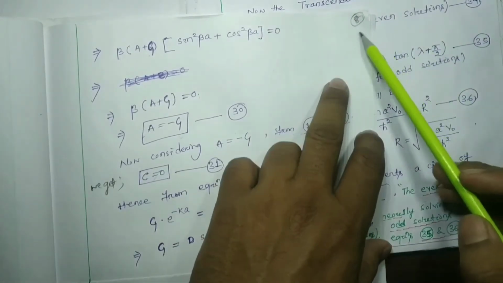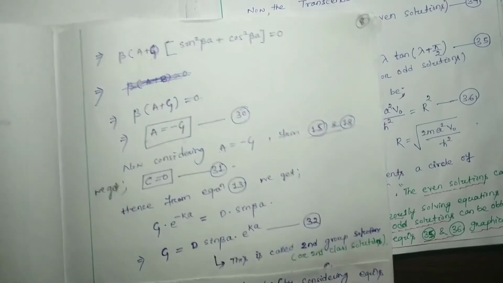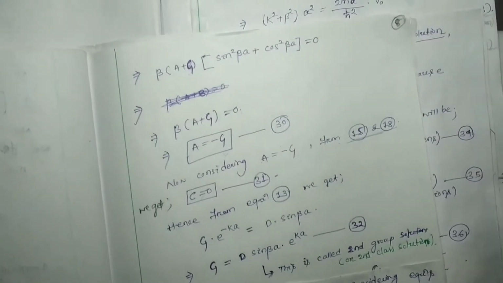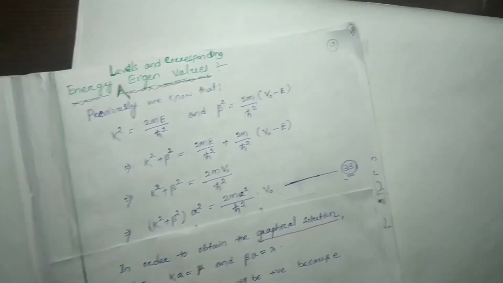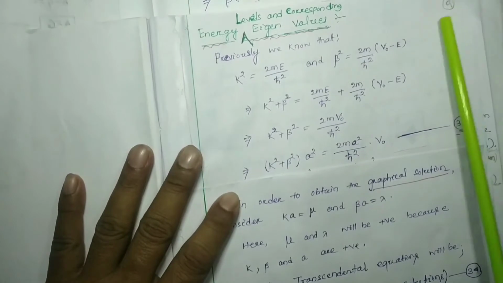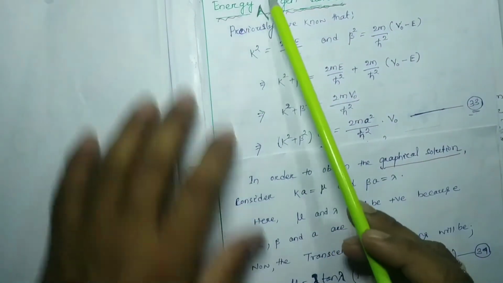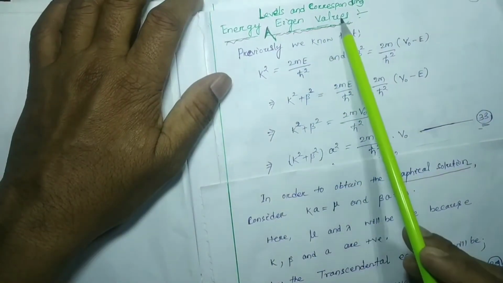You can mark that this is page number 8, and we are going to move to the next page. Actually, in this note the page is completed, so I used another note. This is another note, that is your equation, that is page number 9. Page number 9, the heading is energy levels and corresponding energy eigenvalues.